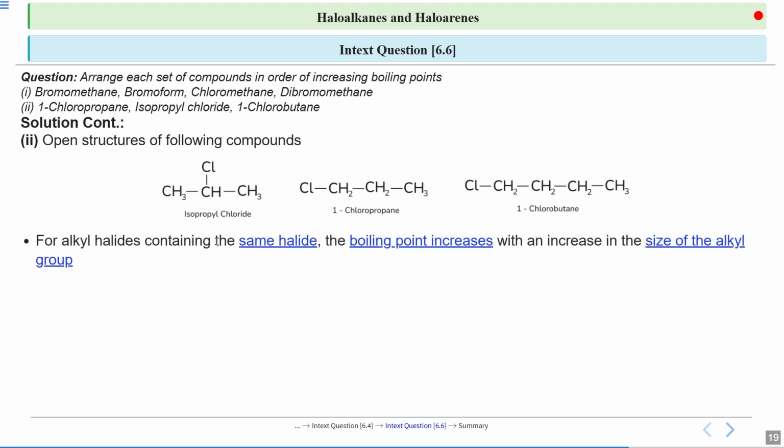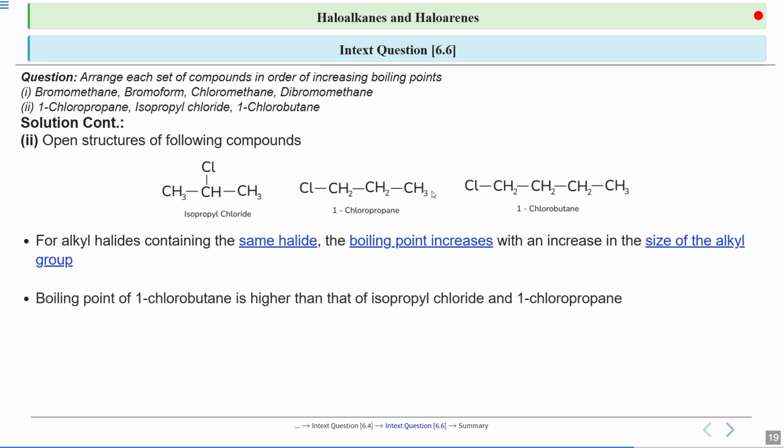Now, for the alkyl halides that contain the same halide, because in these 3 compounds we have the same halogens, the boiling point will increase with the increase in the chain, with the increase in the size of the alkyl group, right? So the boiling point of 1-chlorobutane, which is this one, which is having the greatest chain or largest chain, is higher than that of isopropyl chloride and 1-chloropropane.